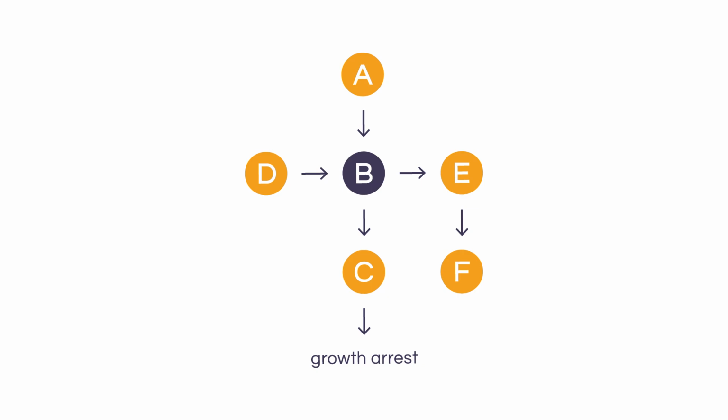For example, if I want to study the growth arrest pathway, I could certainly look at protein B, which is known to be a key regulator of this pathway. But I could also look at proteins A, C, or D, which directly interact with protein B. However, looking at proteins E or F may not be the best use of my time, since they're not really part of that pathway.